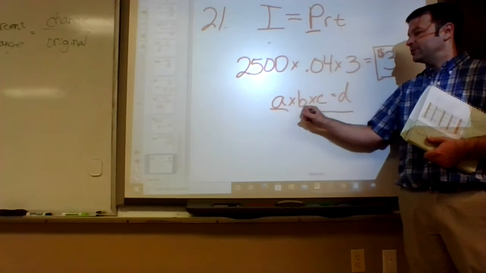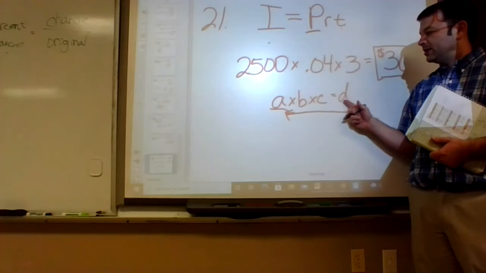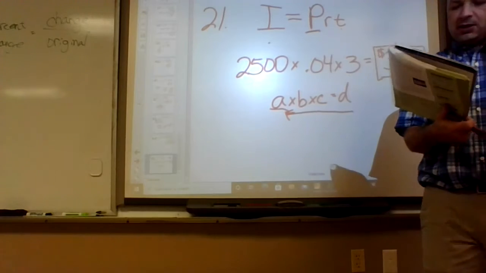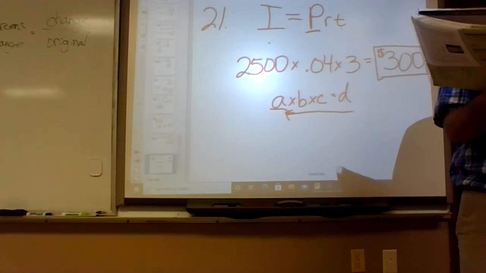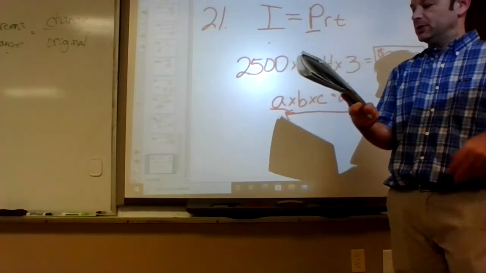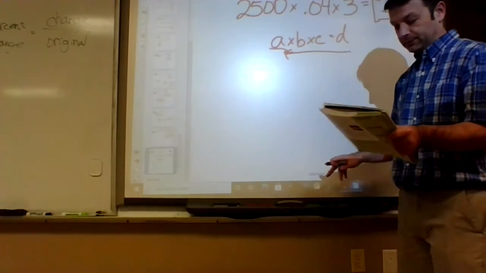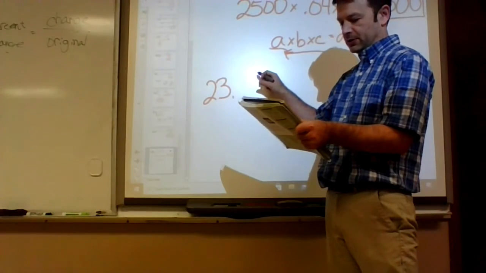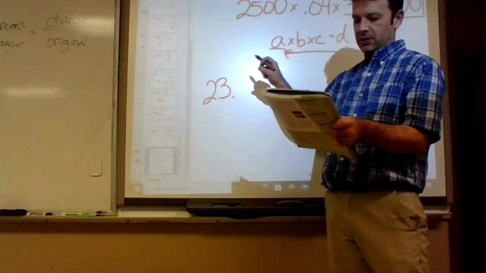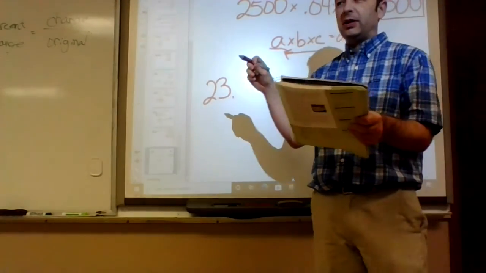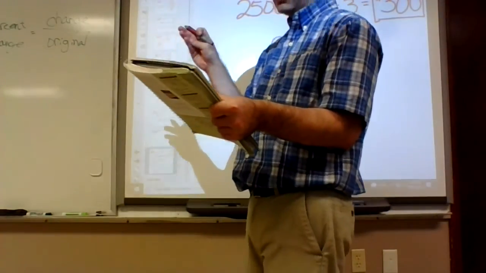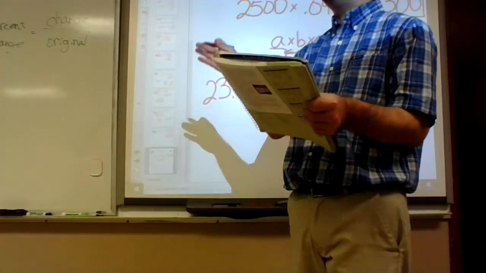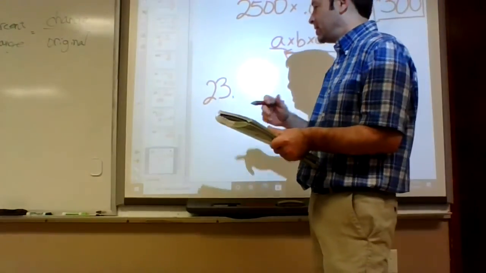So if we're going backwards, which we are on most of these, you're gonna have to divide D by whatever to get the missing ones. On 23, for example, we're missing the principal. So how do I go backwards to find it? Start with 4,000. If it's A times B times C equals D, then D divided by C divided by B equals A.